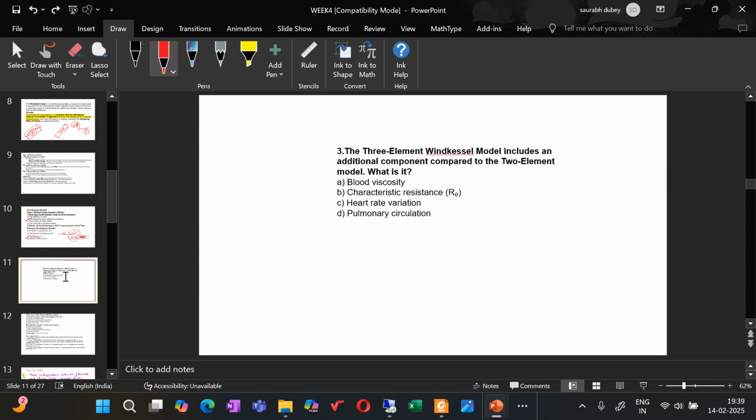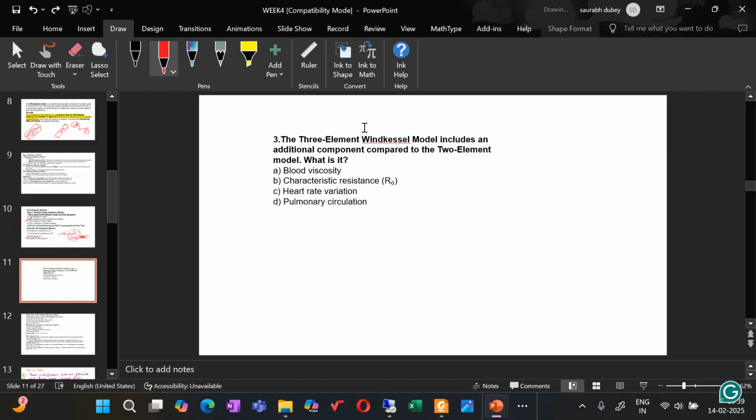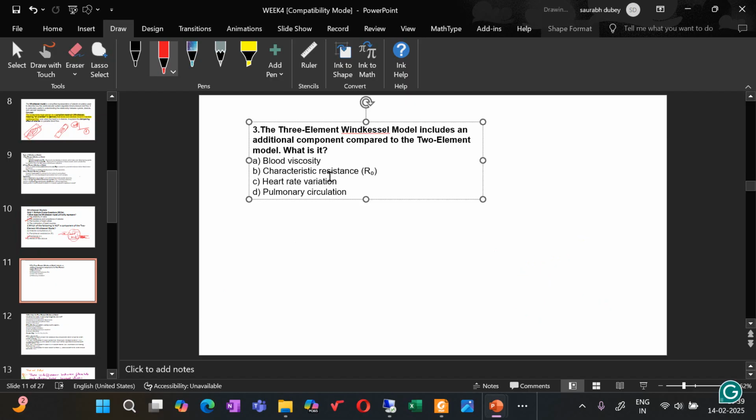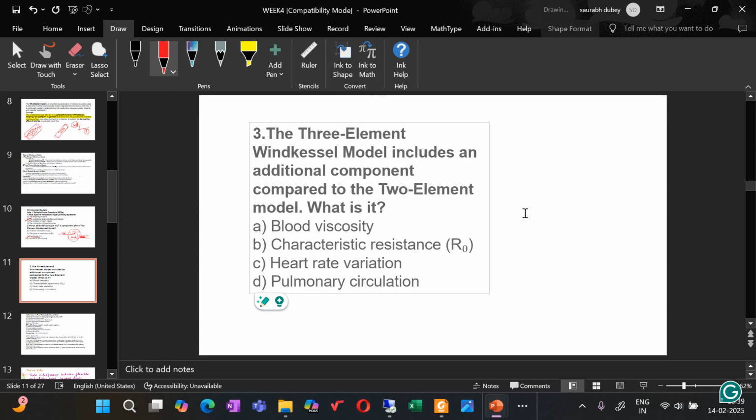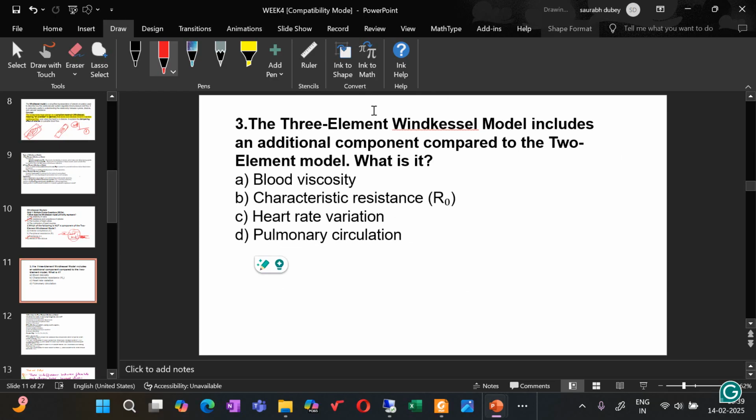So now let's try this one. The three element Windkessel model includes an additional component compared to the two element model. What is it? Characteristic resistance, heart rate variation, pulmonary circulation, or blood viscosity. So you just attempt it.